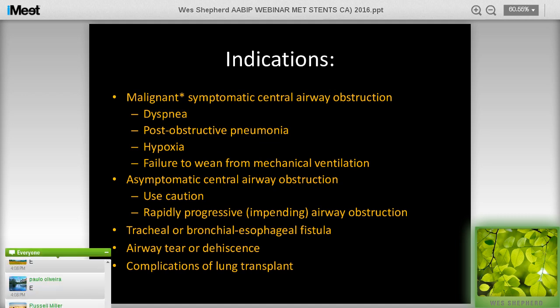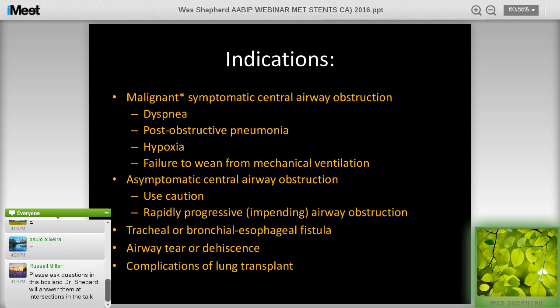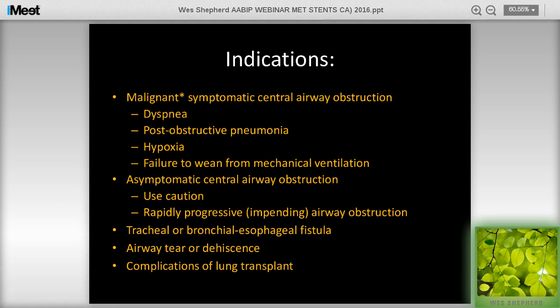Obviously, in the setting of malignancy, the common symptoms are things you know well: shortness of breath, post-obstructive pneumonia, hypoxia, sometimes failure to wean from mechanical ventilation in patients in the ICU.